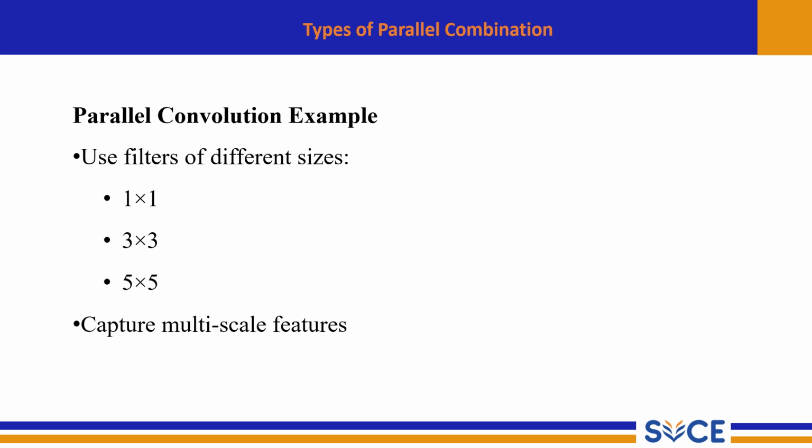So next, a parallel convolution example. The network applies filters of different sizes, 1 by 1, 3 by 3 and 5 by 5, simultaneously to the same input. This allows the network to capture features at multiple scales, from fine details to large patterns, creating a richer representation for downstream tasks.